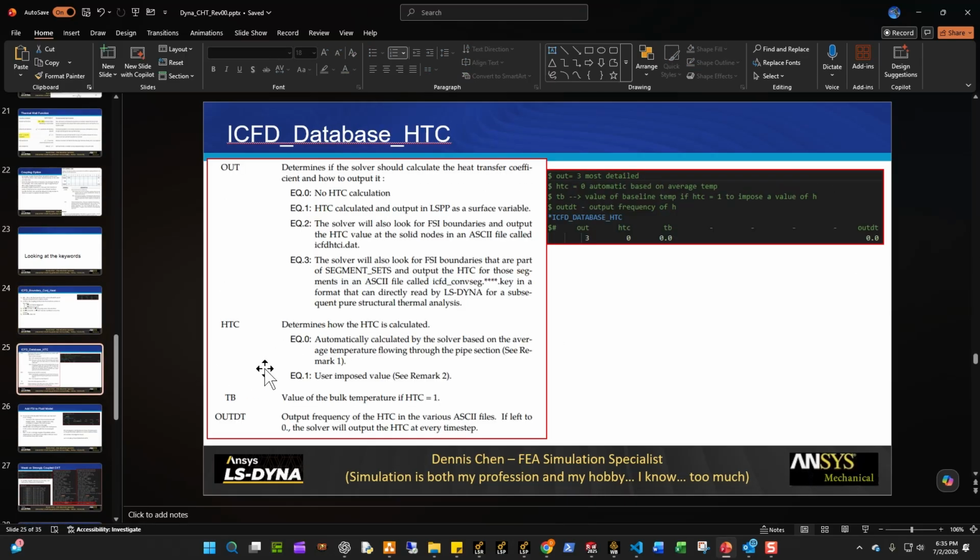We can also look at the database HTC. This is what allows us to actually generate a heat transfer coefficient value as a database output. Obviously, the H value is going to be calculated based on your velocity of your profile and your DT across the interface, and that's essentially the number that you can use in a separate analysis, right? The H value that you often have to use for convection boundary conditions is something that usually is a result of the CFD analysis, and this is where you can actually output the H value.